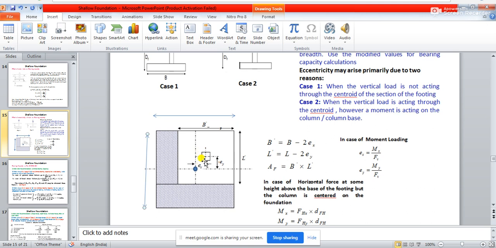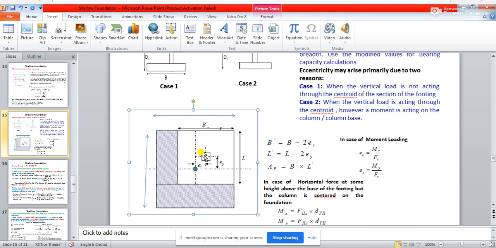So, when the column comes to this position, what is happening? You are shifting the centroid of the column, which is basically this one, from the centroid of the footing by an amount Ex. So, this is the x directional eccentricity. Along the breadth direction we consider the eccentricity in the x direction. Whenever we consider the length direction, we consider the eccentricity in the y direction, with the value of eccentricity as Ey.